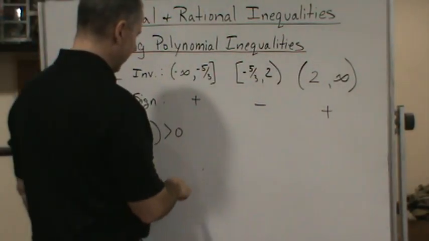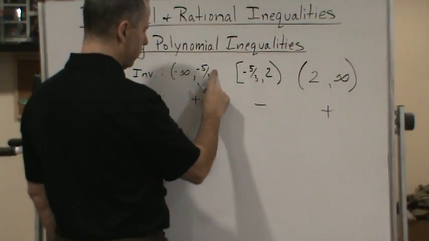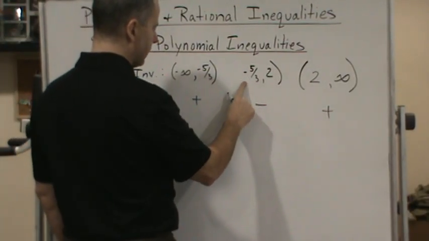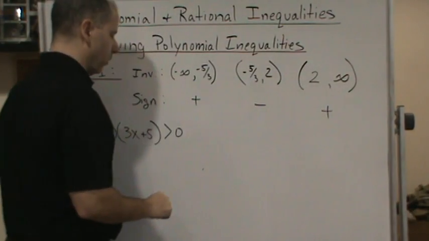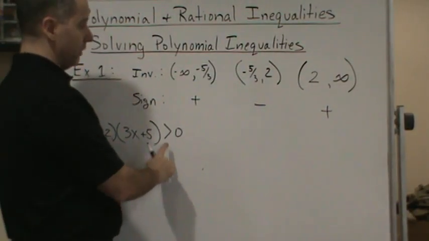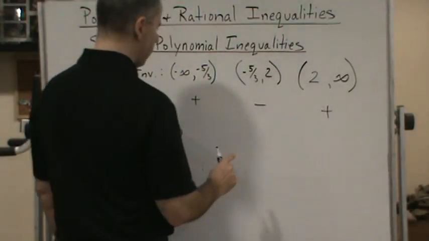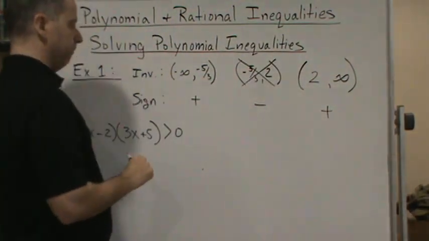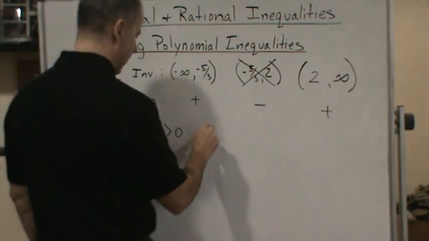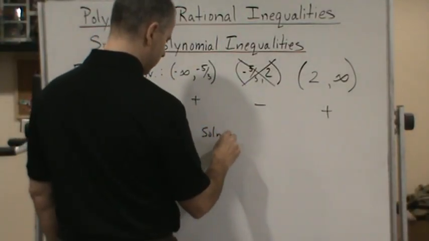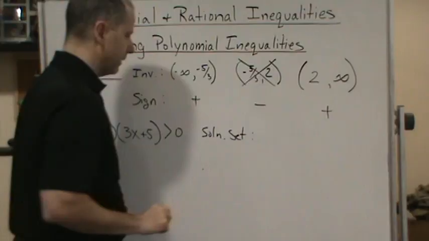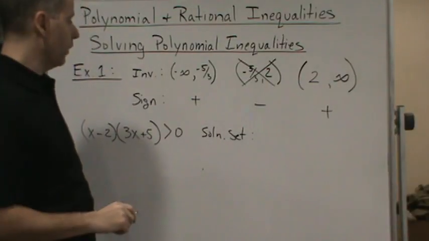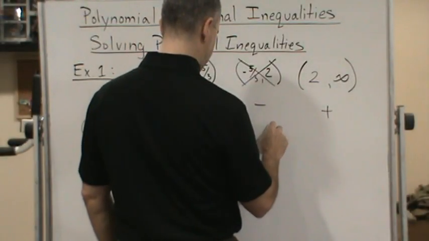So, we would not include the endpoints in our solution set because in this case here, they are equal to 0. We want everything that's greater than 0, so we would not include them. Furthermore, because this is negative, this interval is not included. Okay? So our solution set would be what? It would be the union of this and this. Okay? So in interval notation, we would write it like this.